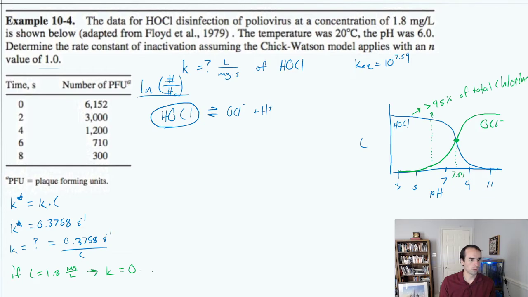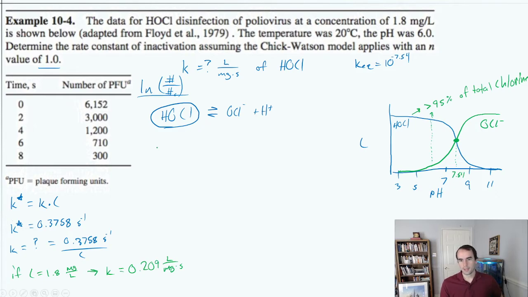Did I solve it? Yeah, okay, 209 liters per milligram per second. So that was based on the Excel calculation we looked at a minute ago. Now, if we do this properly, we need to actually incorporate the stuff that we did in the other example problem to solve for exactly how much HOCl we have.